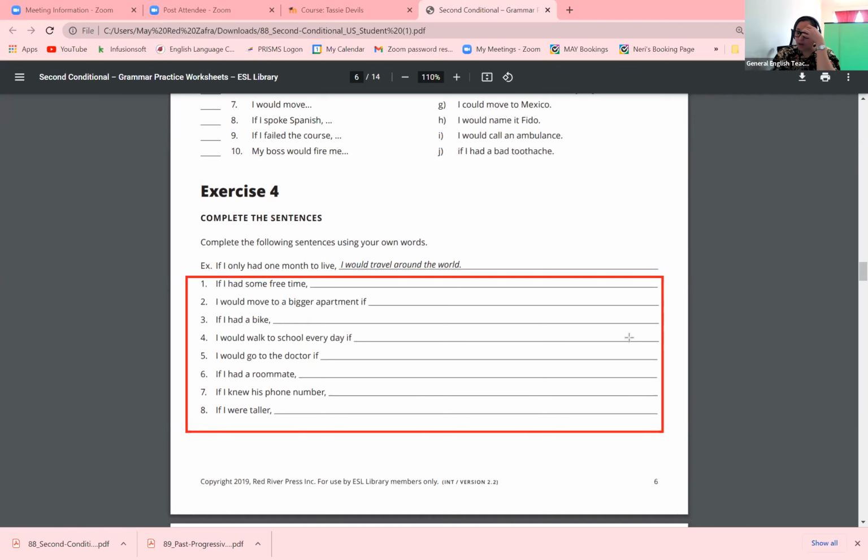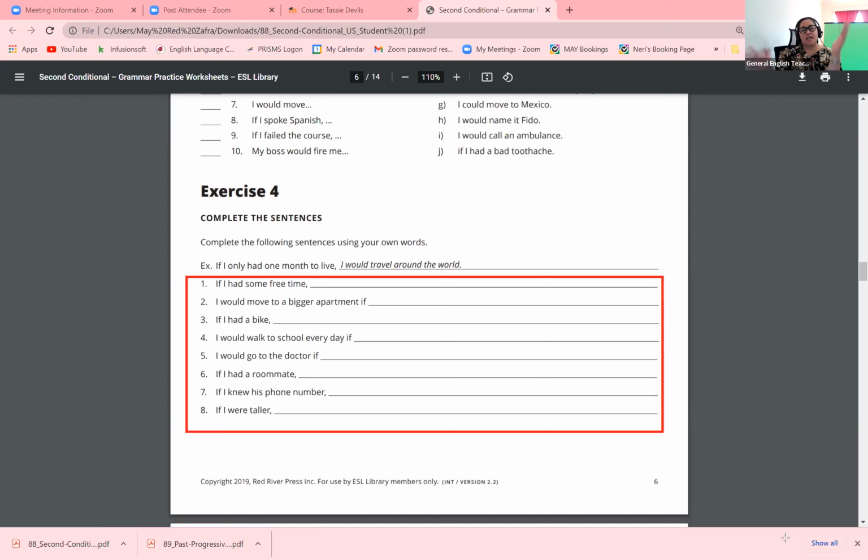If I had a bike, I would go to work by bike. Okay. Maybe Mayuko, the good sentence there is, I would cycle to work every day. Oh, okay. Yeah? Yeah. If I had a bike, I would cycle to work every day. I would move to a big apartment if I had more money.